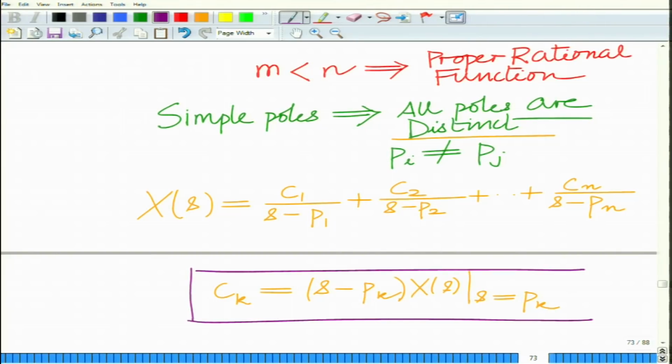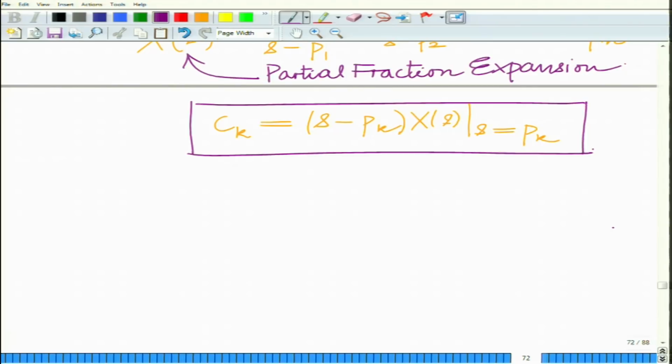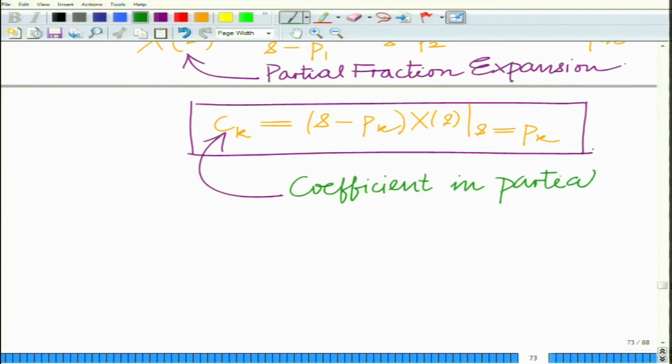Okay, so this is the partial fraction expansion of Xs, and Ck is the coefficient, the kth coefficient, in the partial fraction. This is the coefficient in the partial fraction expansion of Xs.